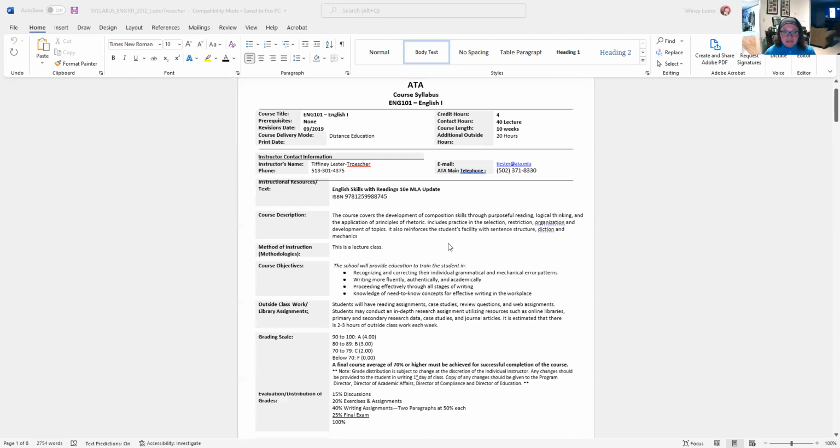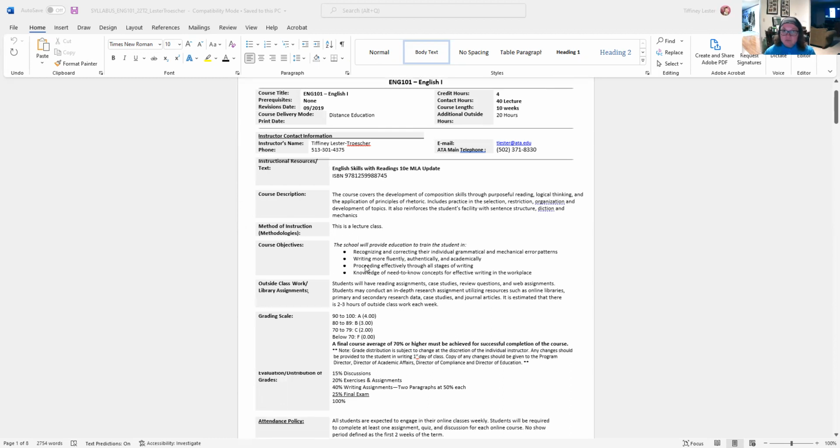Let's see what else we want to look at. Our objectives, they're pretty sparse for a composition course, but basically what you are supposed to learn throughout these 10 weeks is grammatical and mechanical errors in writing. So that's like your sentence level errors, and we will be covering that. So writing more fluently, authentically, and academically, that's what we're going to be working on as well. Going through the stages of the writing process, so pre-writing and drafting, revising, we're going to do all of that, and need to know concepts for effective writing in the workplace.